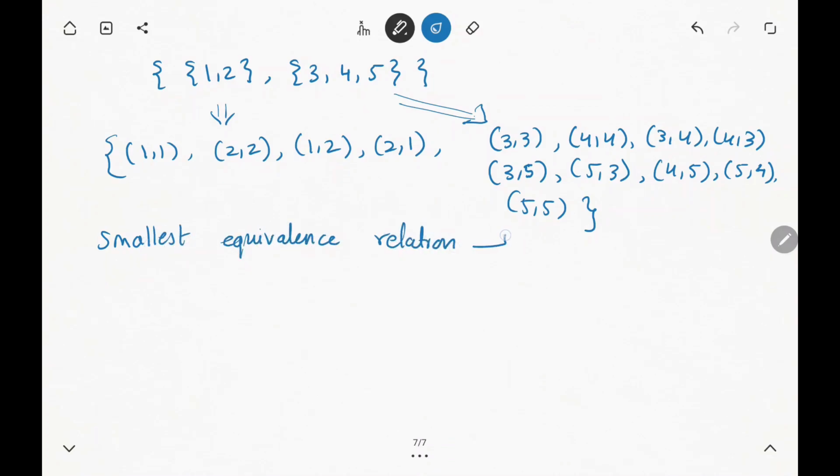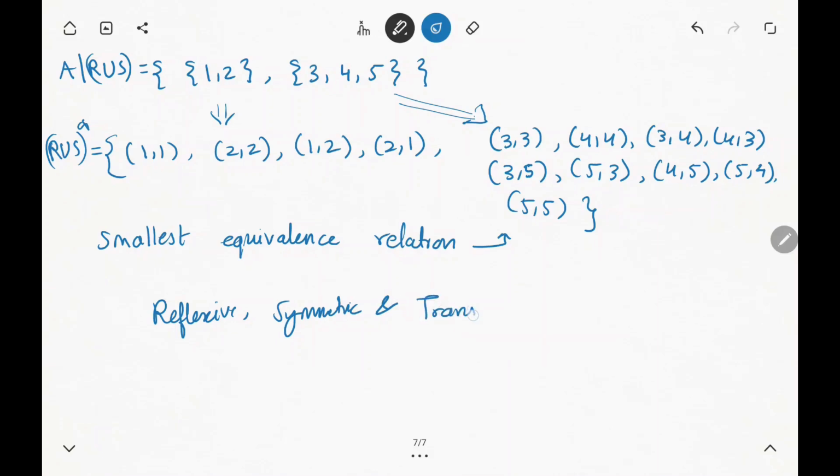Okay. In general, for any smallest equivalence relation on a set A, if you are given any relation, you simply have to find its reflexive, symmetric, and transitive closure. If you are given two relations and you are asked to find a smallest equivalence relation containing both the relations, you take their union and you can go by either of these ways unless it is specifically mentioned in the question.